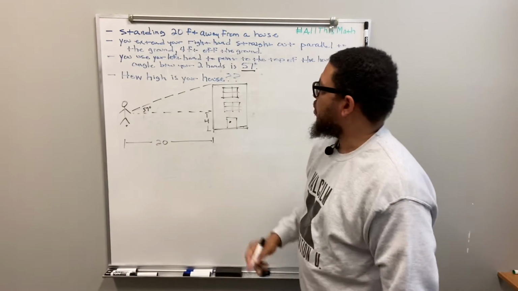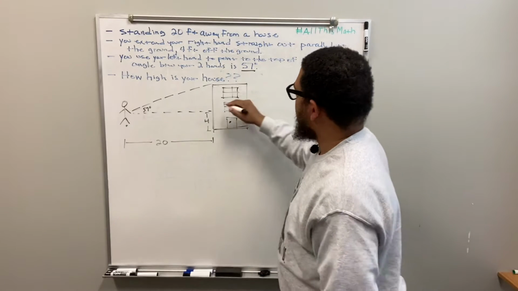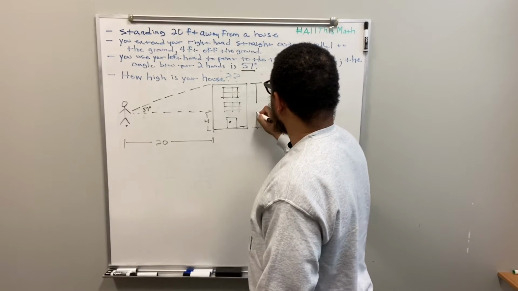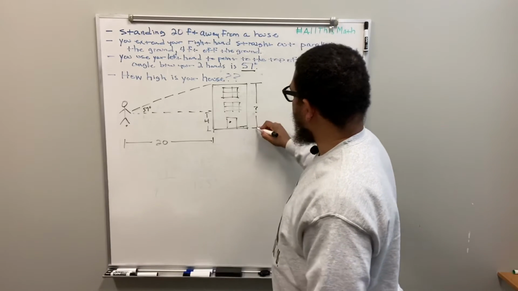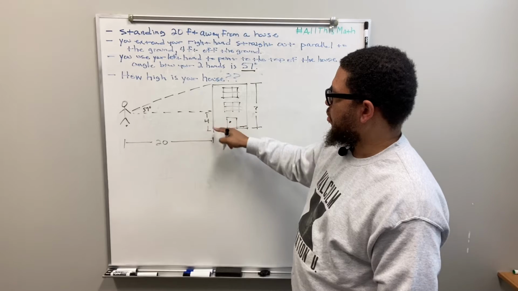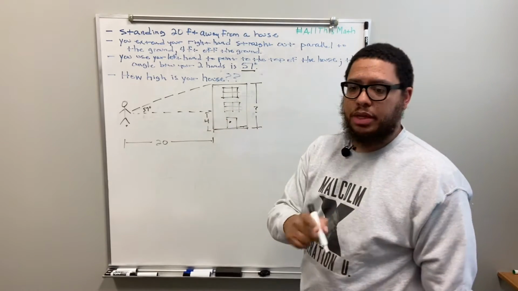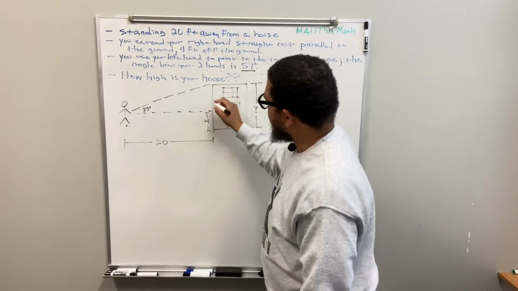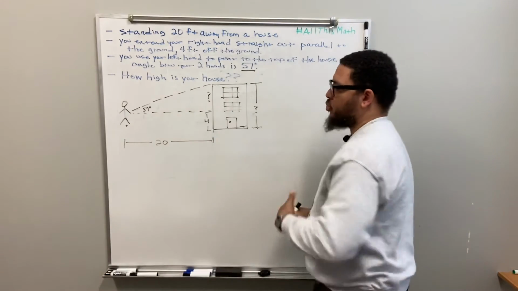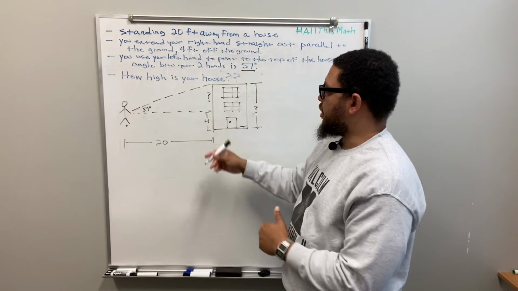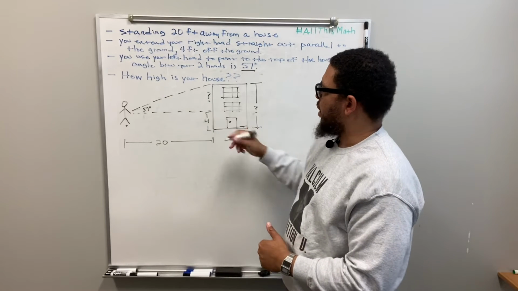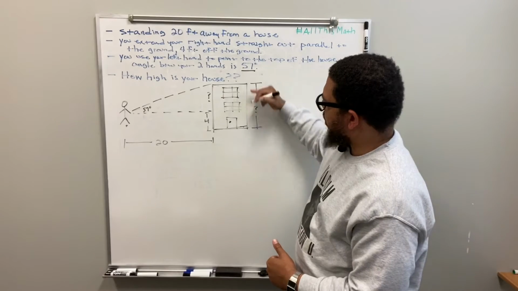All right. Now, the question is, how high is the house? So I want to know what the length is from the ground to the top of the house. And I already know that from here to here is 4. Now, what I need to figure out is what's the length from here to here. And then once I know that length, all I got to do to find out how high the house is, is add 4 to that. Add this 4 to that, and I'll have the total height of the house.